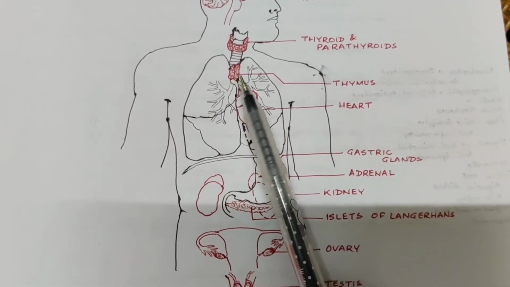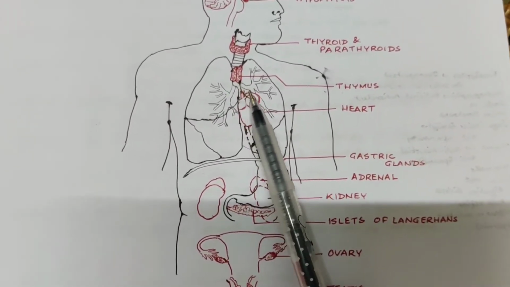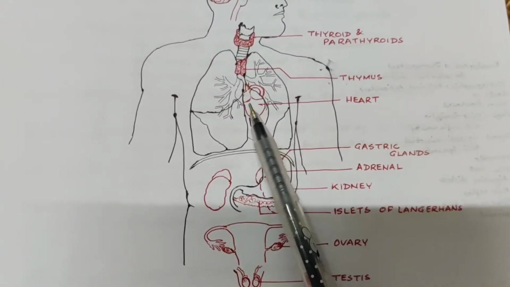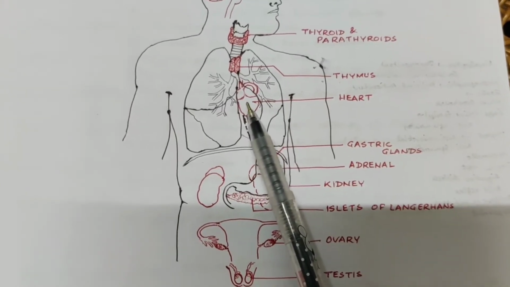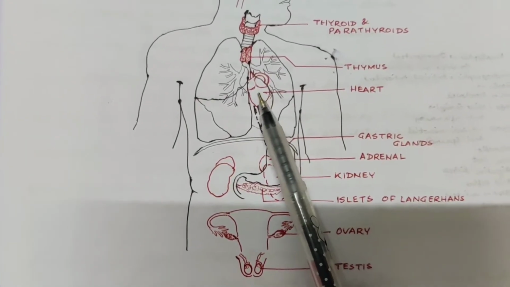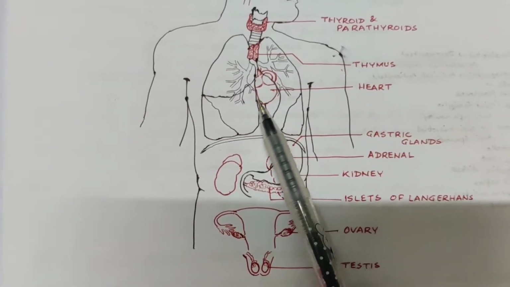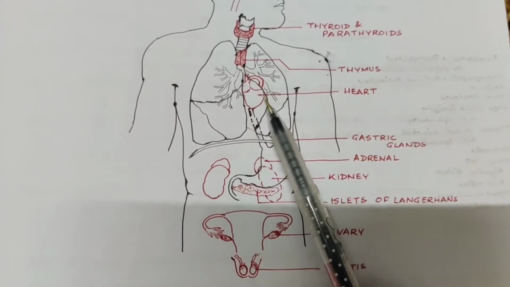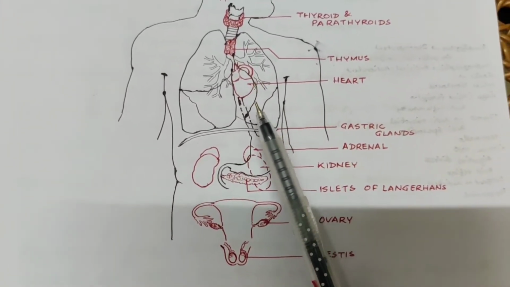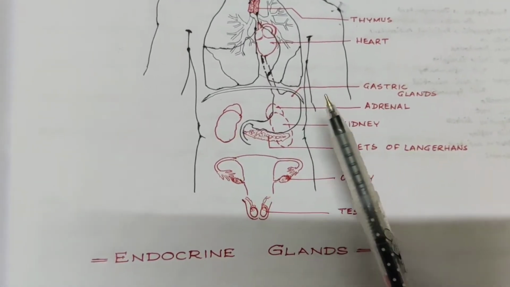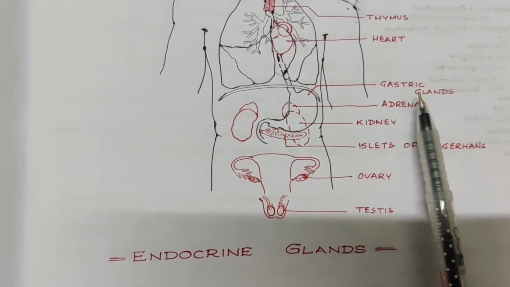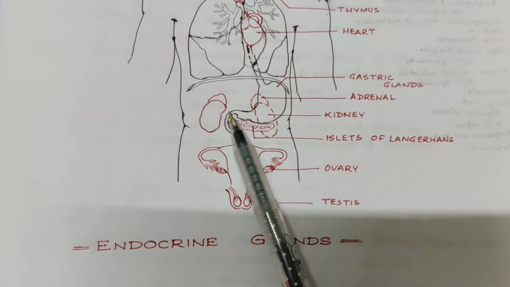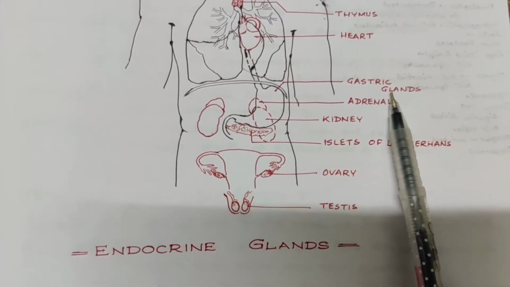Then we come to thymus gland. Thymus gland is in the thoracic region in front of the lungs, which is a temporary gland. Now heart also acts as an endocrine gland to some extent because heart secretes a few hormones like ANF, atrial natriuretic factor, and even brain natriuretic peptide. These are the hormones secreted by the heart. Then we come to stomach. The gastric glands and even the GI tract also secrete some local hormones.